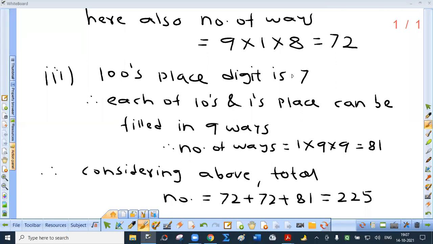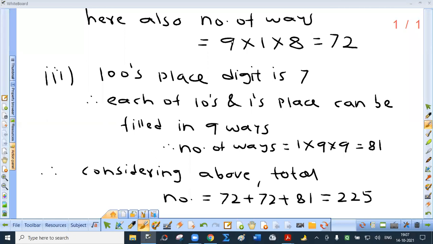Now the hundreds place digit is 7. In this case, each of the tens and units place can be filled in 9 ways. Why? Because 0 can occur in the tens place and units place also. So 81 such numbers. Now considering the above, the total number is 72 plus 72 plus 81, which is 225.